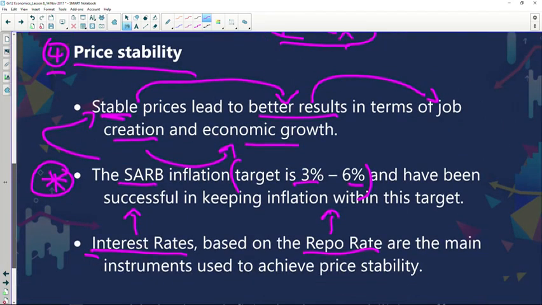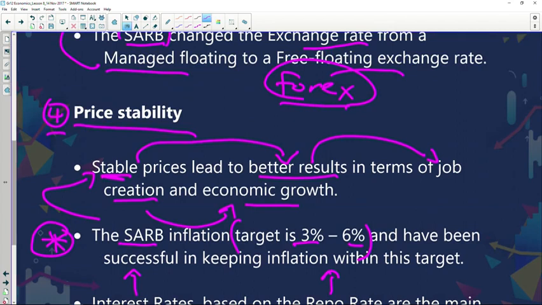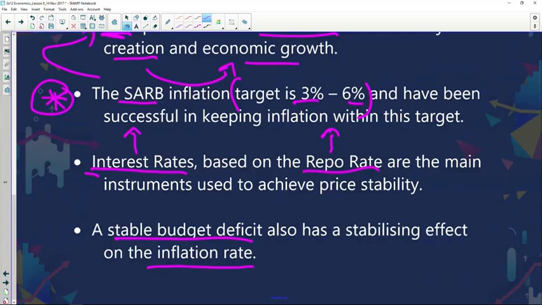And price stability is also important, because stable prices lead to better results when it comes to job creation and economic growth. So that's also another important thing that you need to note. And it is important that we continue to keep our target when it comes to the inflation rate, which is between 3 to 6%.